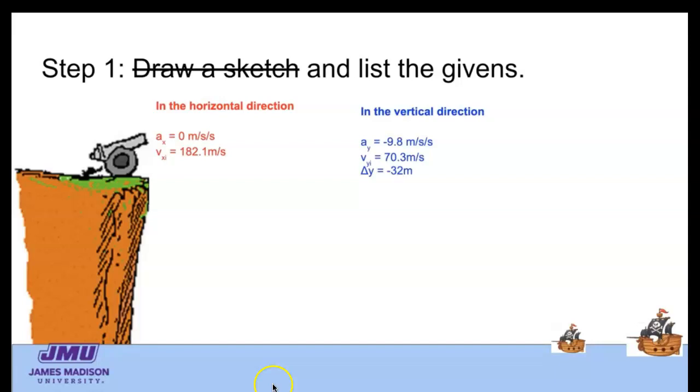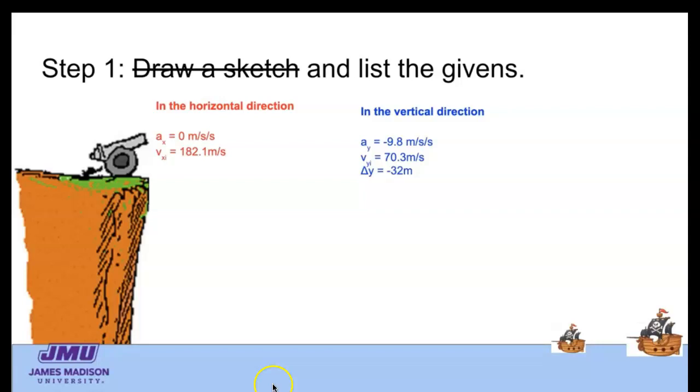In the vertical direction, I know the acceleration because it's a projectile. I know v initial in the y direction because we just calculated it with some trigonometry. And I know that it starts at the top of this cliff and then splashes down into the water 32 meters below. I just don't know how far away from the cliff it'll be. So delta y is negative 32 meters.